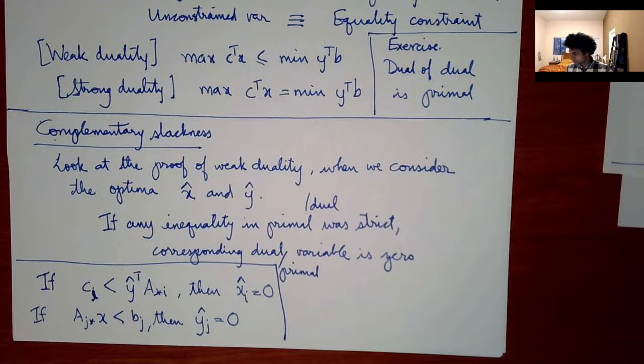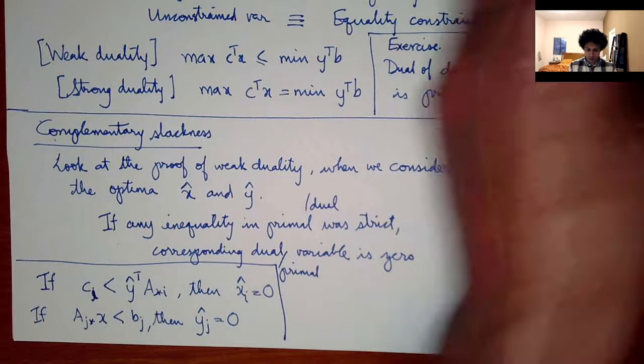Questions? To prove this, would you do a proof by contradiction? You could just, so let me state a theorem and then I'll tell you how to prove it. You could prove this directly by walking through the proof of weak duality.